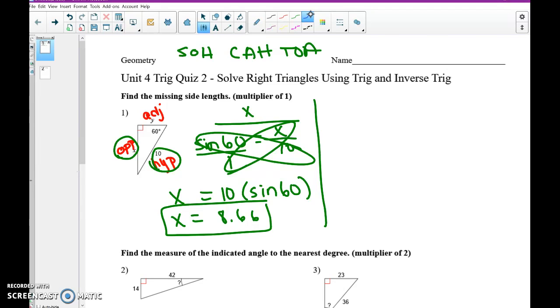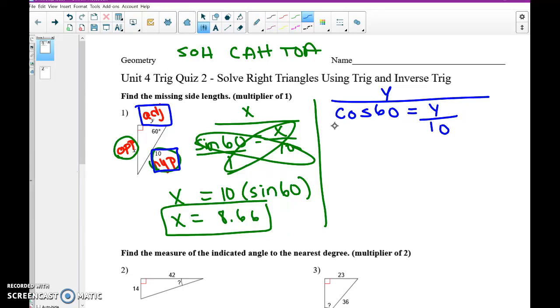Now y, we're going to do something pretty similar. However, obviously I have to use y. Not going to use x, but I'm still going to use the 10. This time I have adjacent and hypotenuse. That means I'm going to use cosine. So this is the y side. Cosine of 60 this time. Cosine is adjacent over hypotenuse. You got to follow the order. Adjacent is y, hypotenuse is 10.